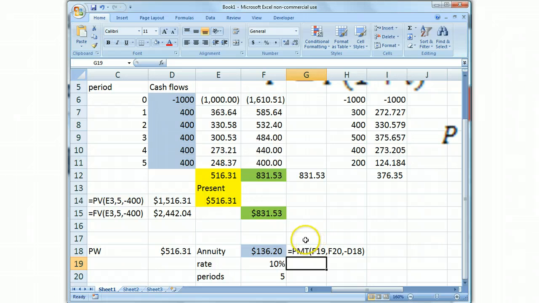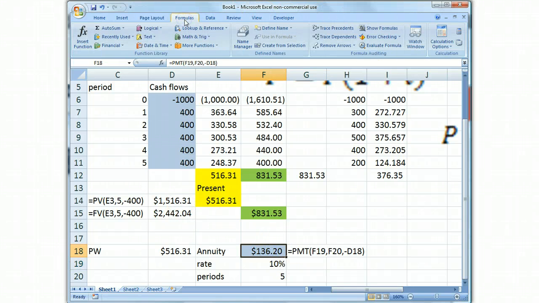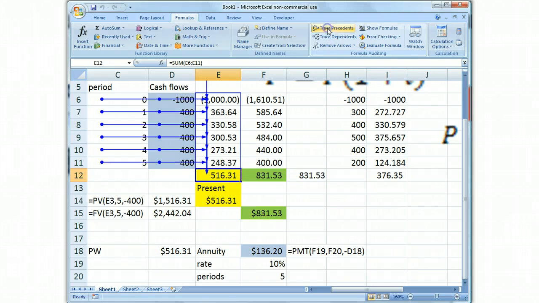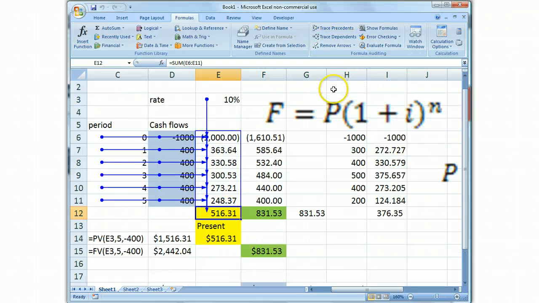And one other thing you can do here with Excel, and I demonstrated in previous videos, is you can select formulas and trace precedents to see where these numbers are coming from, everything that is needed to compute those values.